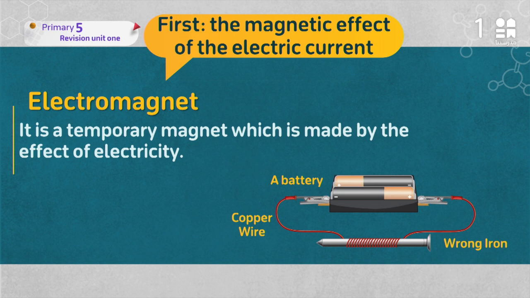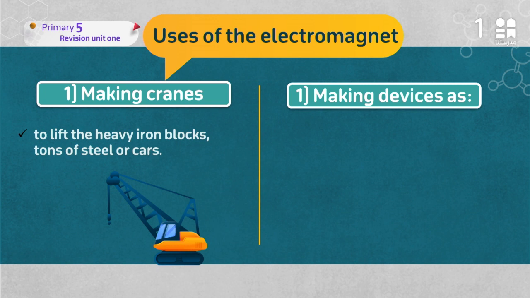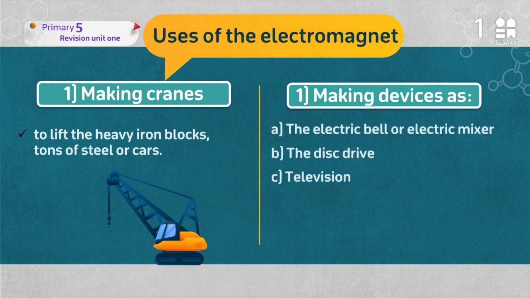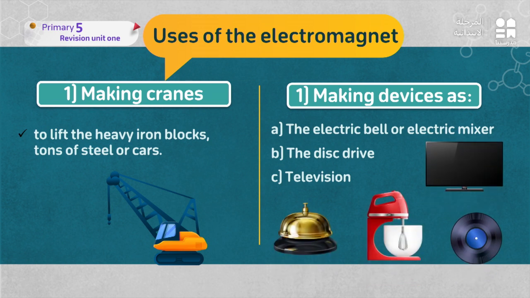So we have remembered the electromagnet. What about the uses? But before the uses, what does it convert from and to? It converts the electric energy into magnetic energy. Now let's remember the uses of the electromagnet. It's used in making cranes that lift heavy iron blocks, and in making devices such as electric bell, electric mixer, disk drive or television. These are all the uses of the electromagnet.